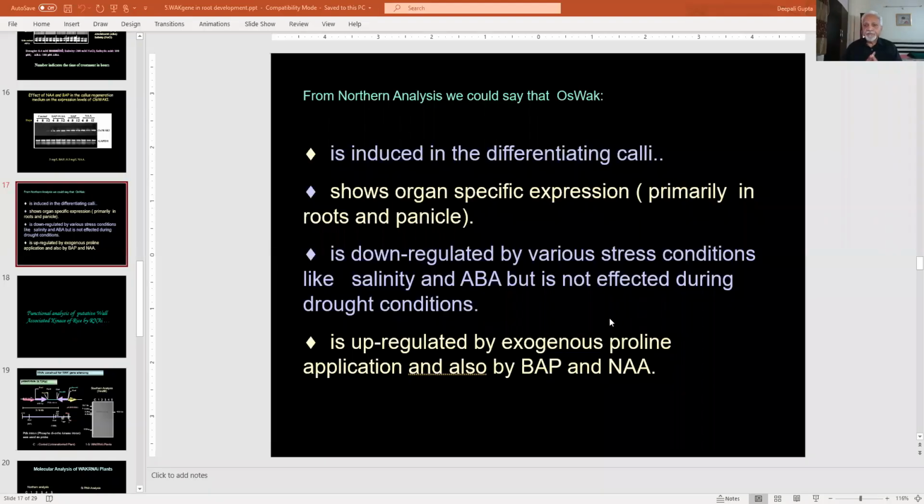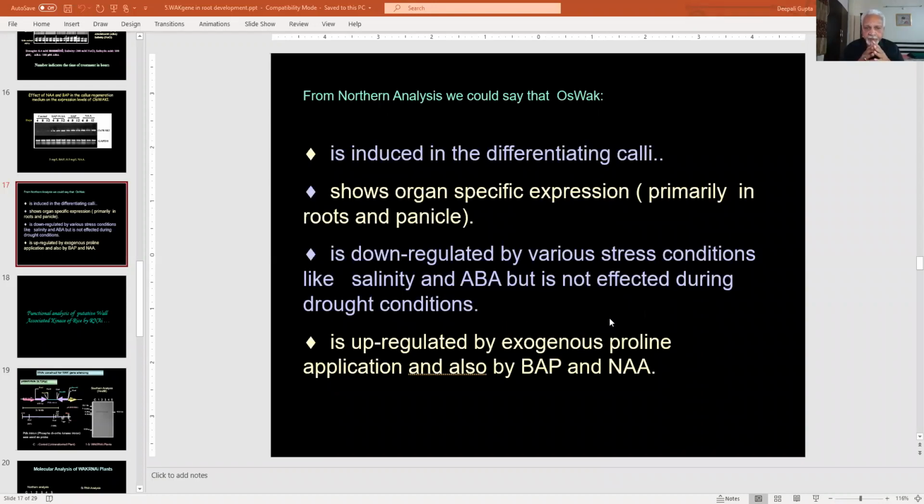Welcome back to the continuation session. And we were talking about the functional characterization of a gene which we fished out from self-differentiating system.